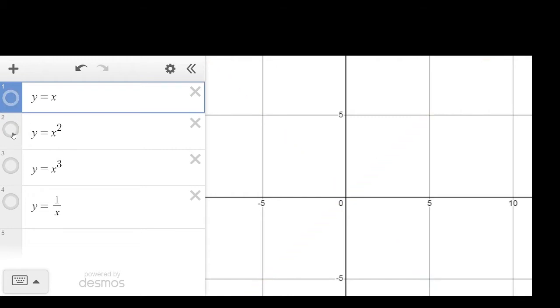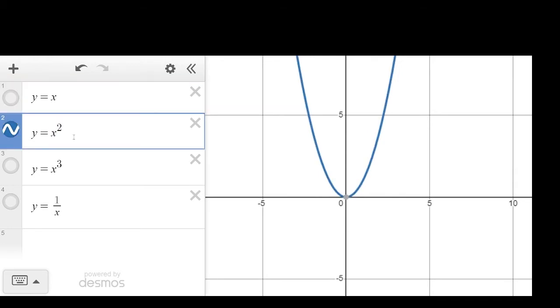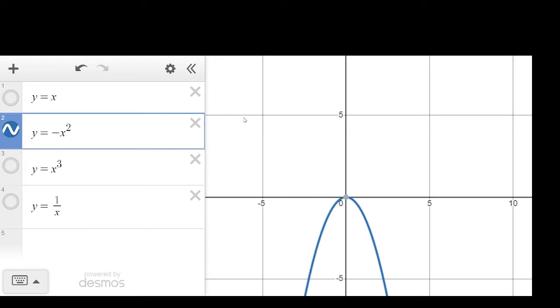The second type of graph you need to recognize is y equals x squared. That's called a quadratic graph because of the x squared term. It's got this curved shape, which is called a parabola, and it's upwards facing like a smile when it's positive x squared, and it's flipped or reflected about the x-axis when it's negative. So it's like an upside down smile when it's negative x squared.